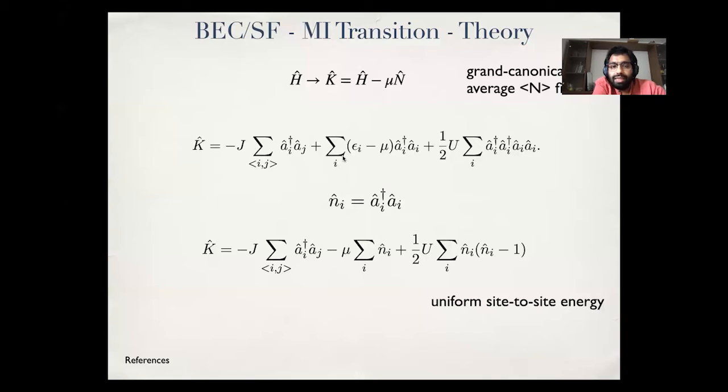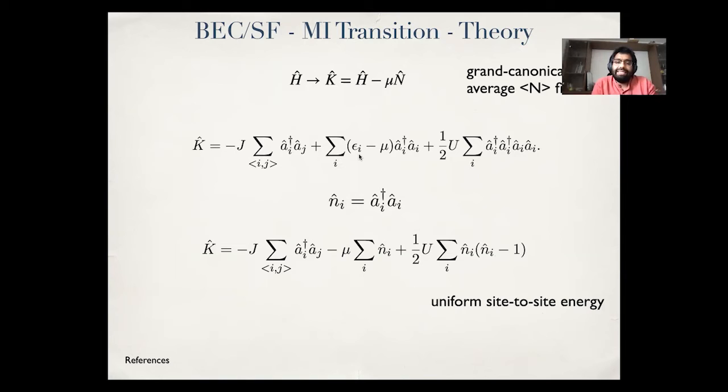When you write H minus mu n, you get something like this, and you can transform your interactions into this simple form, n_i times (n_i minus 1). This is a density interaction at each site, where n_i is the number operator at site i. And then you assume that all of my sites have the same ground state energy, which is fair enough in a perfectly symmetric lattice.